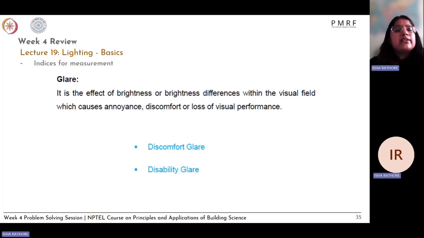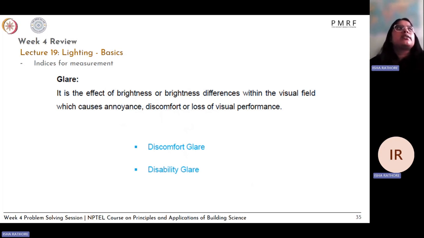Then there's also glare, which is the effect of brightness or brightness differences within the visual field, which causes annoyance, discomfort, or loss of visual performance. Then you have two types of glare categories: the discomfort glare and the disability glare. Discomfort glare is when you experience discomfort because of very high brightness falling in your visual field. So that is discomfort glare.